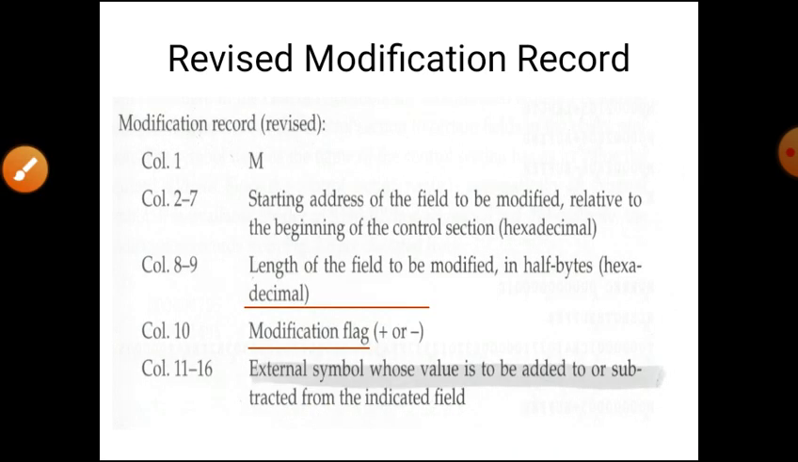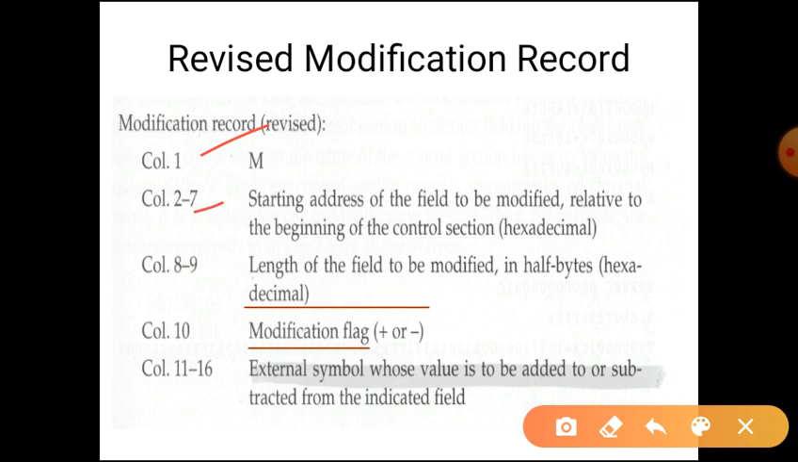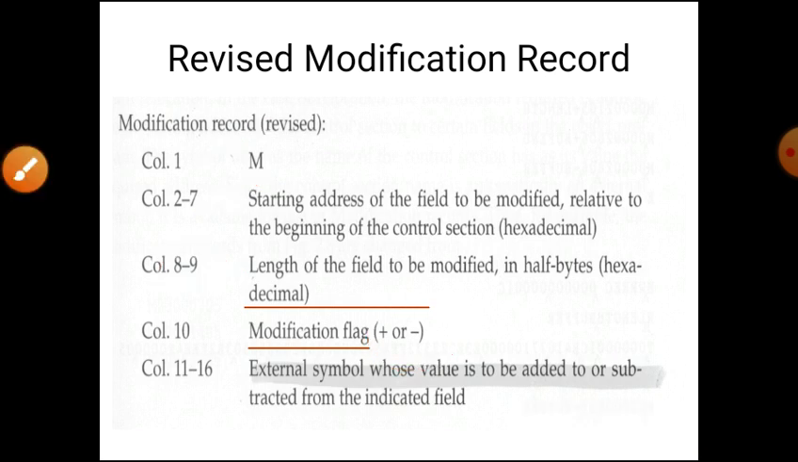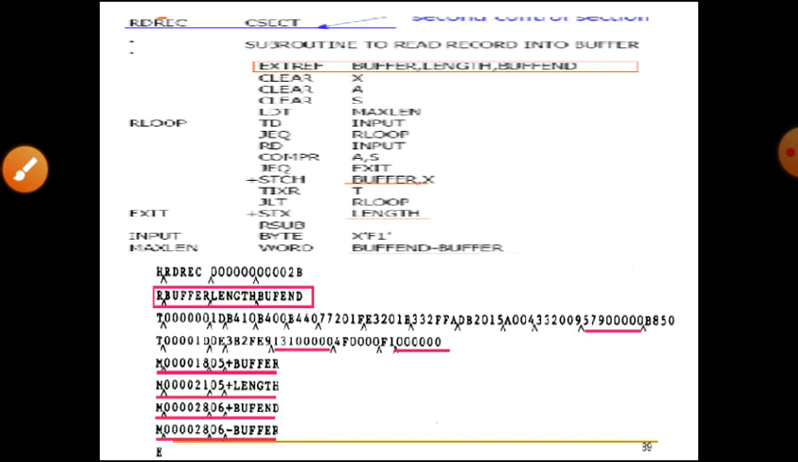We have one more record, that is the modification record, particularly the revised modification record, which contains these fields. Column 1, letter M; columns 2 to 7, the starting address where the replacing, that is, the linking, has to be performed; then the length of the address field to be modified; and the modification flag, which is plus or minus. Plus means add the address, minus means subtract the address, during loading. And columns 11 to 16, the external symbol names. So this I will explain later.